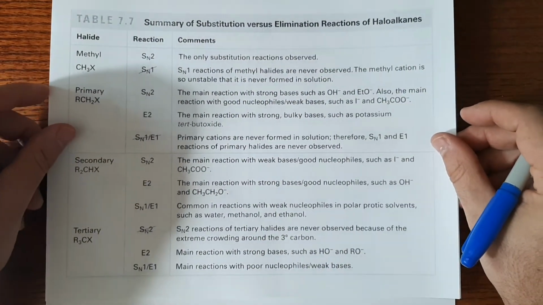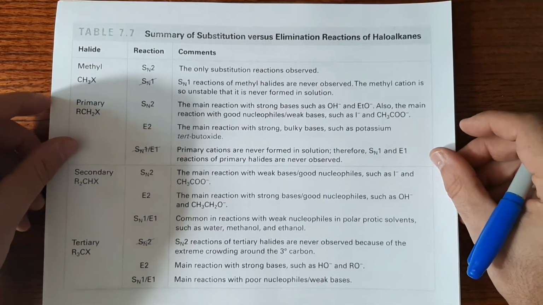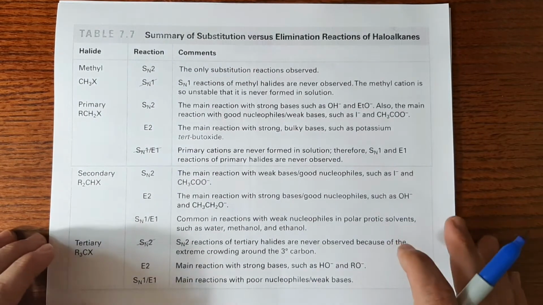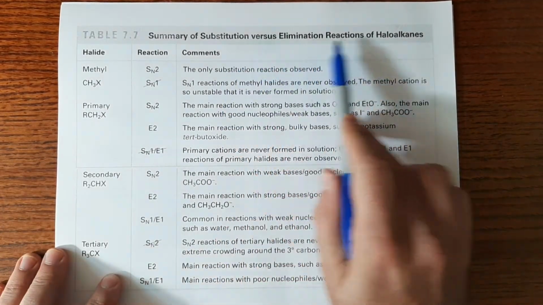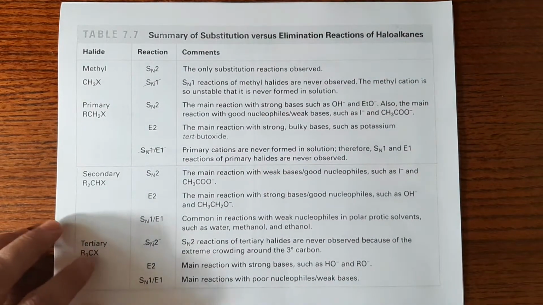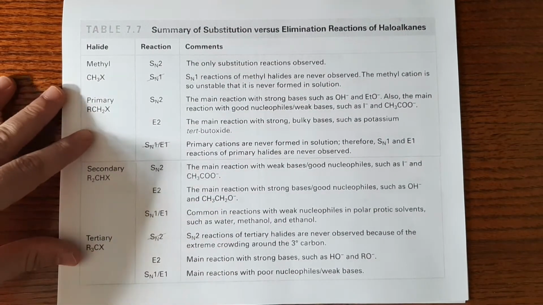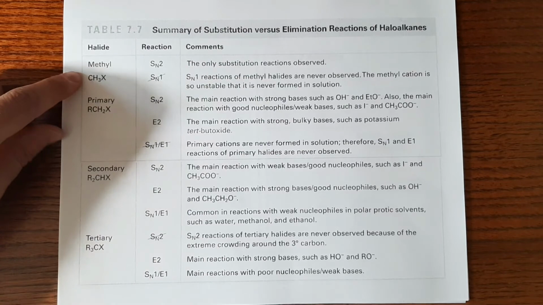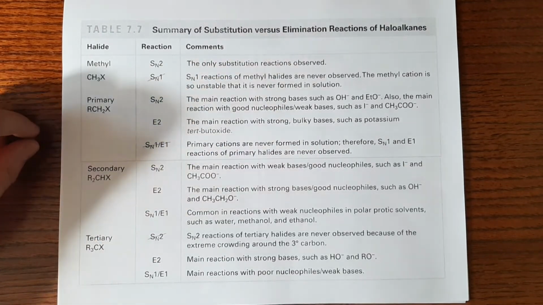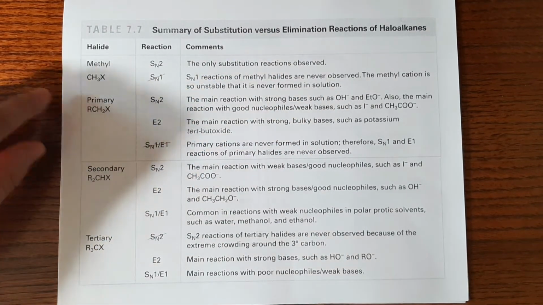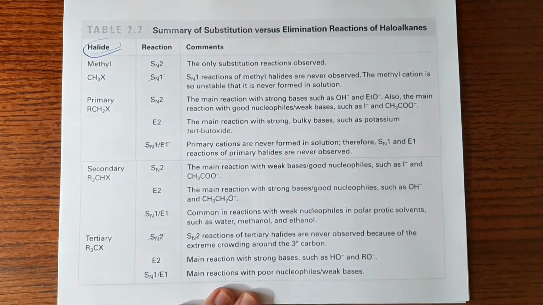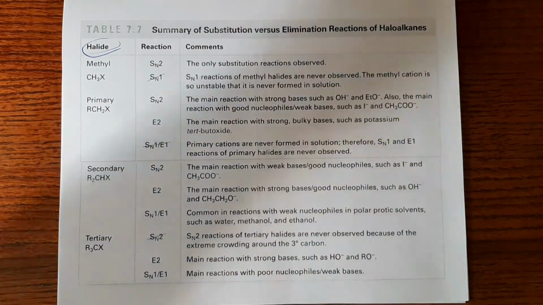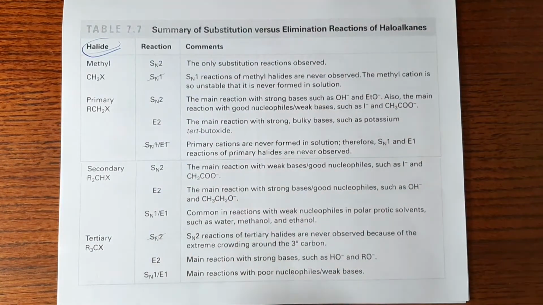All right, so here's the first one, and this one actually comes from your textbook author. So this is a summary of substitution versus elimination reactions of haloalkanes. Basically what he's saying here, and how you read this table, which is actually what everybody says, is you start out asking yourself about the alkyl halide that we're analyzing. What is that alkyl halide?